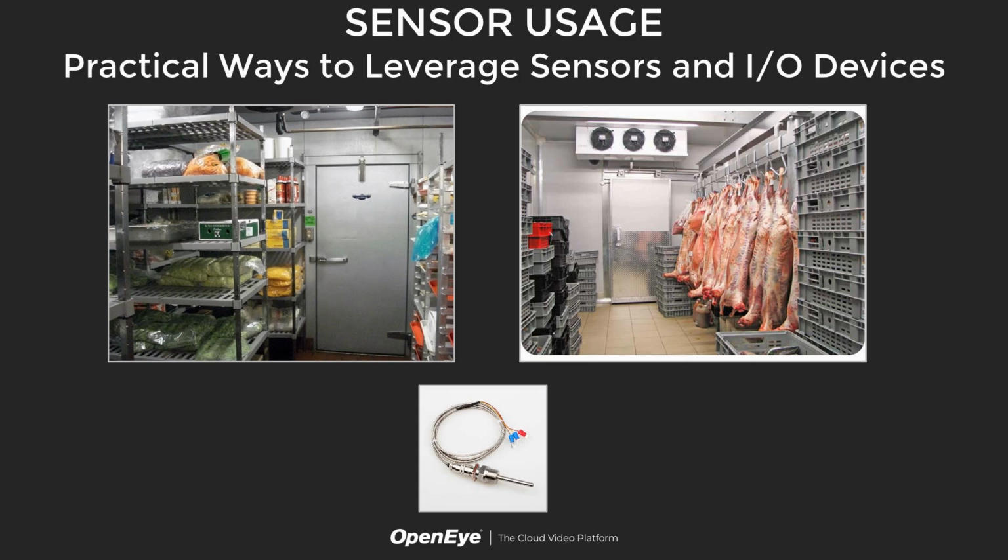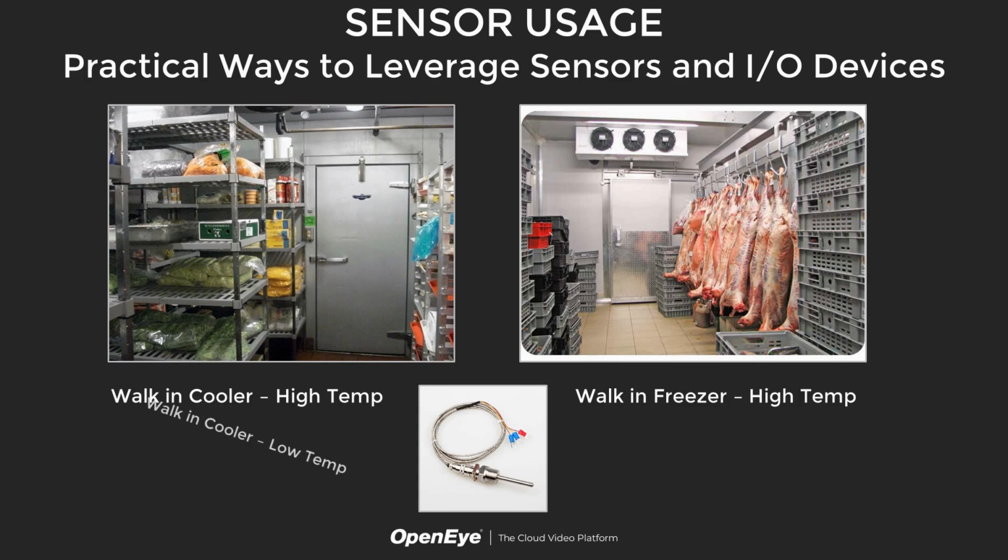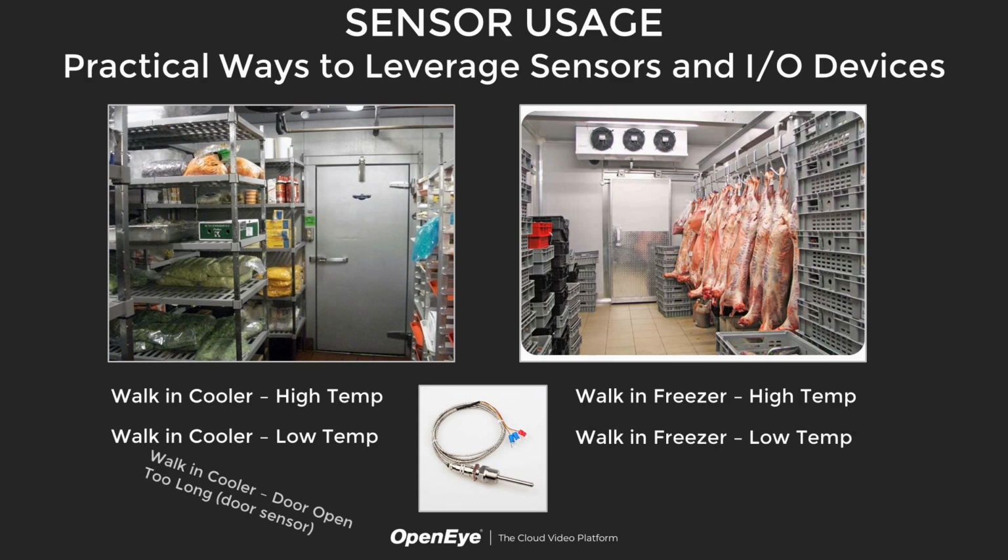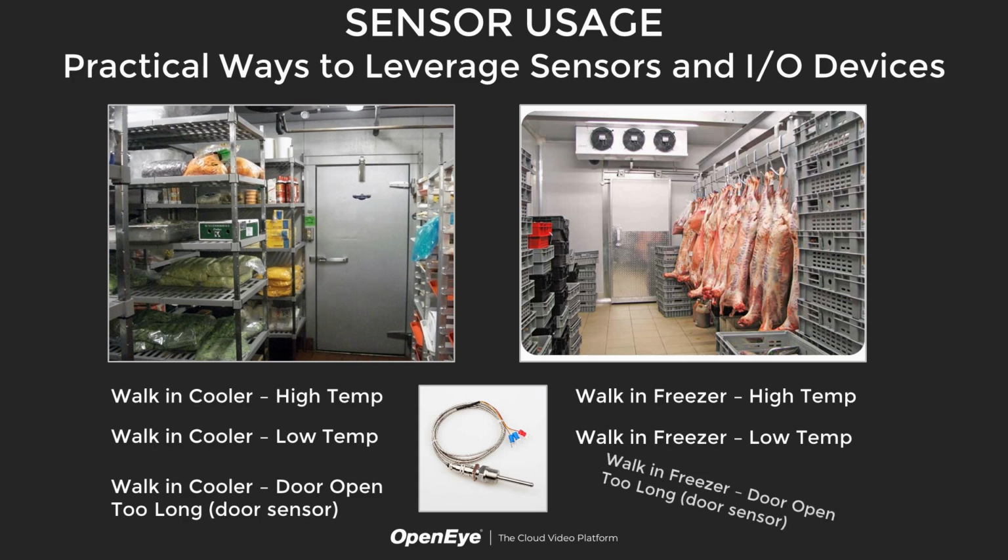You could also incorporate door sensors here as well to know when people are entering or exiting the coolers and freezers. Here's some alerts that can be generated for coolers and freezers. High temp warning in the cooler. High temp warning in the freezer. Low temp warning in the cooler and in the freezer. Entry or exit from the cooler or entry or exit from the freezer.